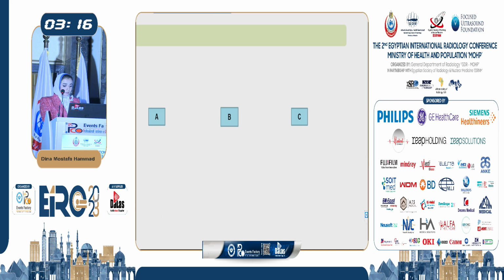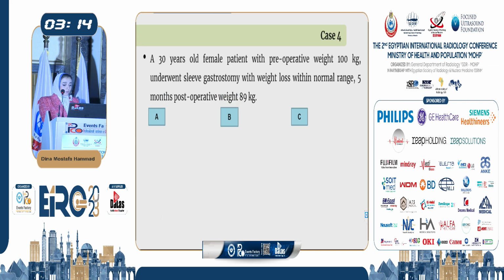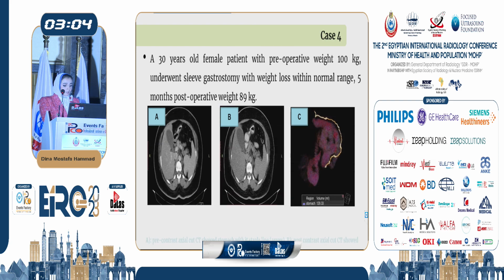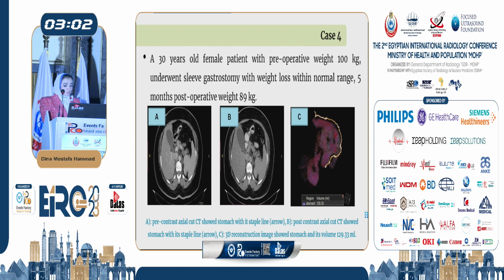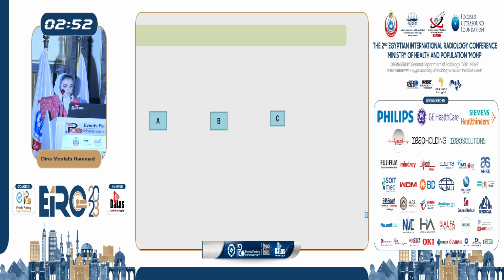Case number 4 is a 30-year-old female patient with a preoperative weight of about 100 kilograms who underwent sleeve gastrectomy with weight loss, and it was a normal course. Picture A shows a pre-contrast axial cut CT of the stomach with its staple line. Picture B shows post-contrast axial CT cuts with its staple line, and picture C the 3D reconstruction image.